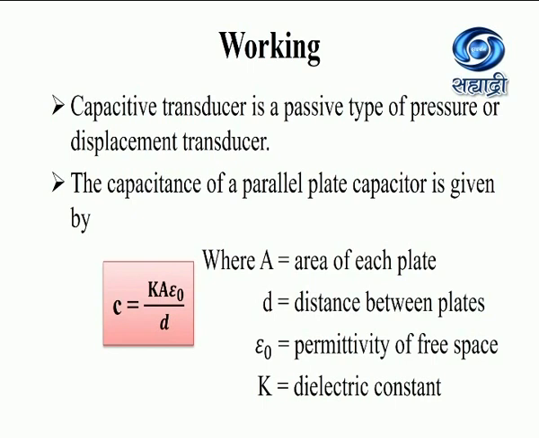The capacitance of a parallel plate capacitor is given by C is equal to K A epsilon 0 divided by D. Basically this is the equation of capacitance between two plates, where A is the area of each plate, D is the distance between two plates, epsilon 0 is the permittivity of free space, and K is the dielectric constant. So when we calculate the capacitance between two plates, we can use this equation.